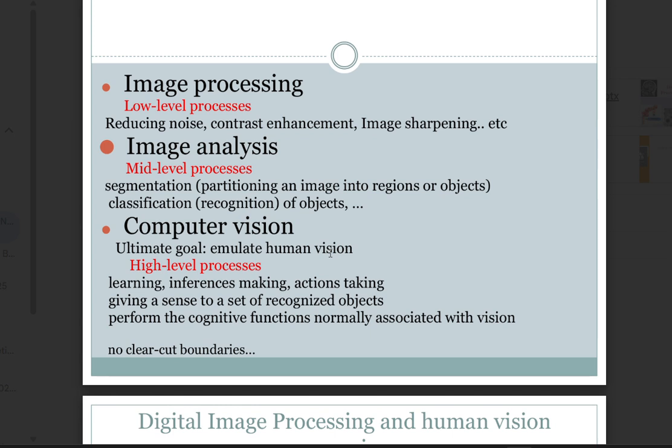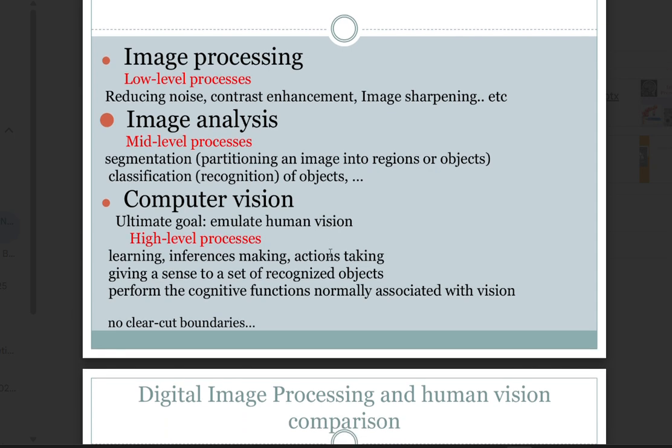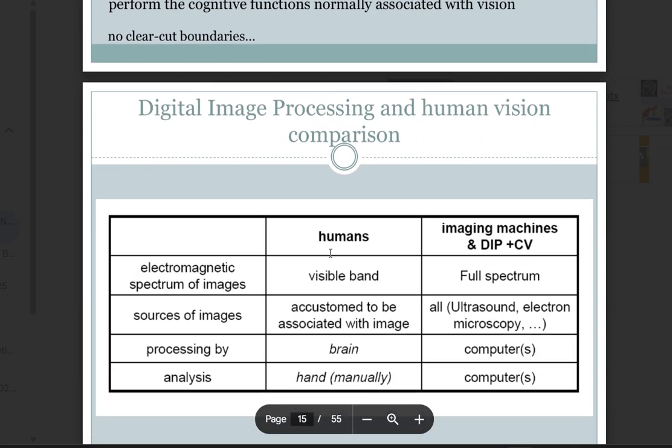In the high level process, we are learning, making inferences and actions and giving a sense to a set of recognized objects, and we also perform cognitive functions that are normally associated with vision.